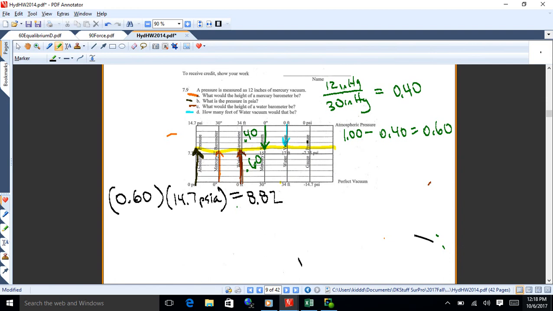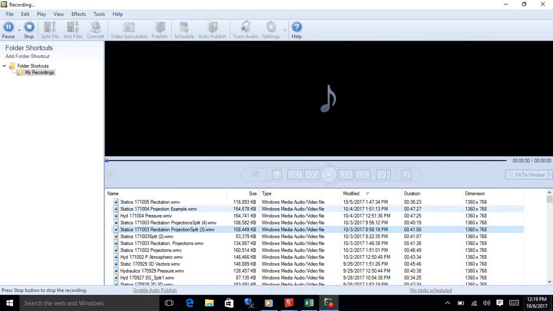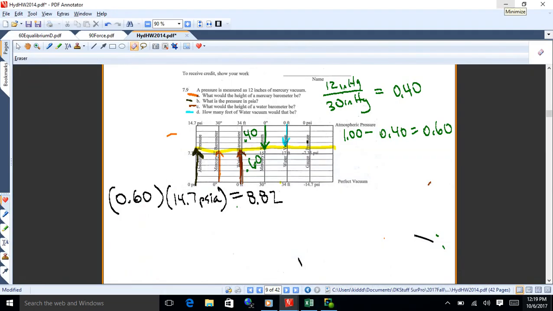Okay. And you can just work your way through that. You've got 40% for the water vacuum and 60% for the absolute pressure, the mercury barometer, and the water barometer. And then 40% for the water vacuum. Okay, are you okay with working through those? So for that water vacuum there, it's 40% of 34.